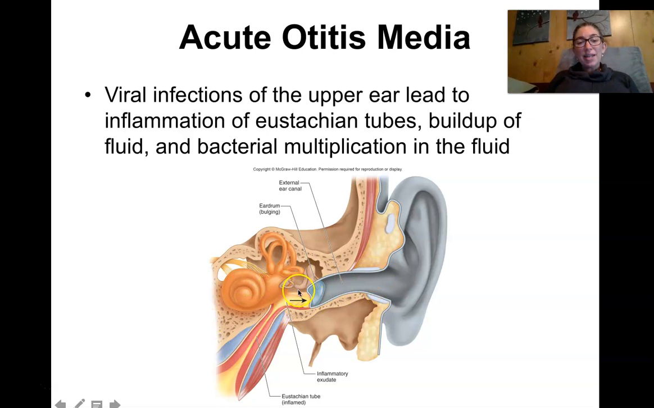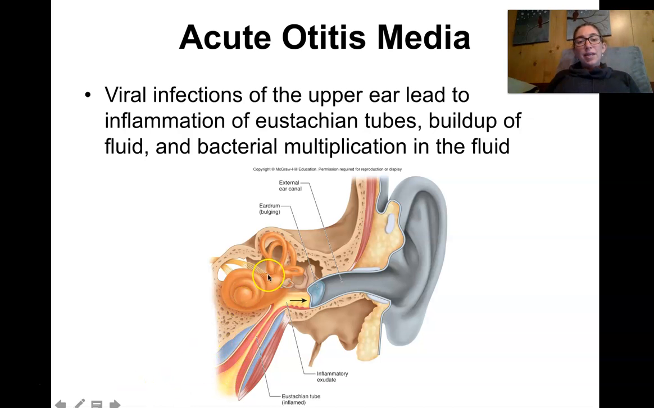But otitis media is in here, when you get inflammation and fluid buildup in the middle ear, which pushes on the eardrum, and you feel that pressure, and it hurts. And sometimes it's harder to hear because all that fluid is in there blocking some of the vibration from sound movement. So this is the eustachian tube here. It actually connects to the back of the pharynx.